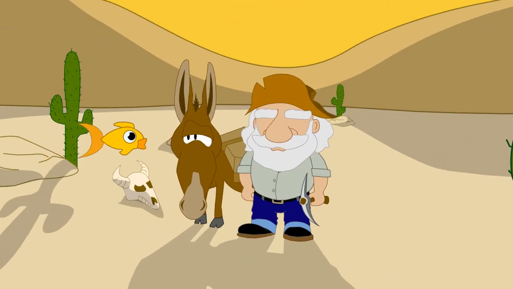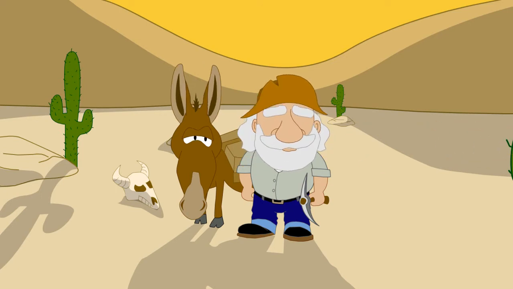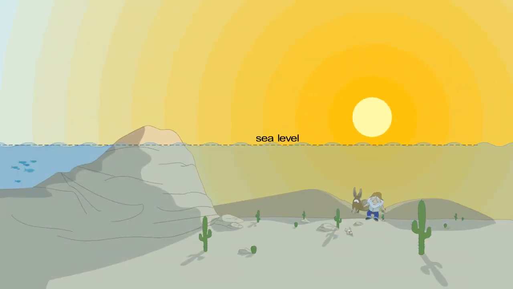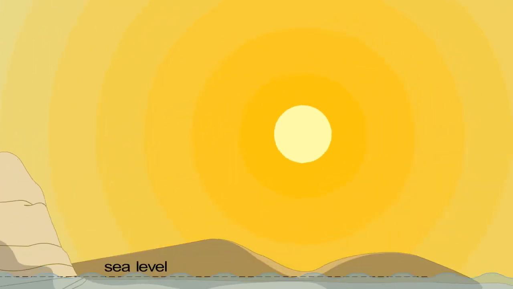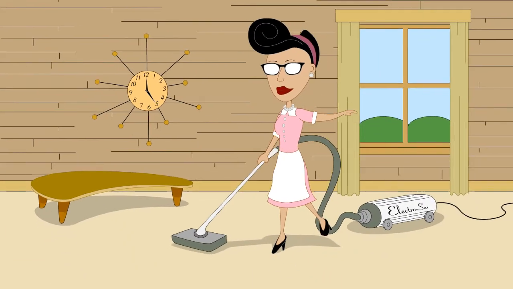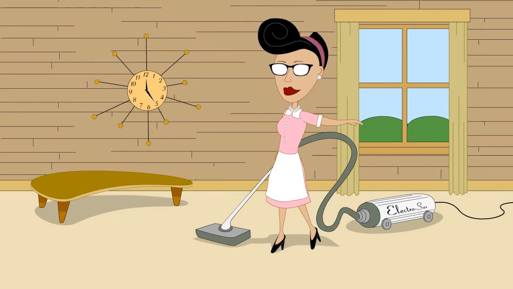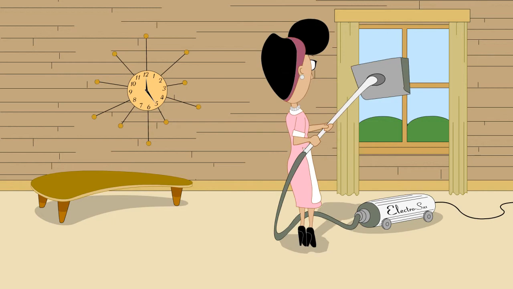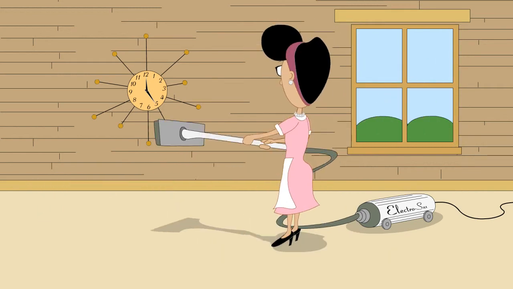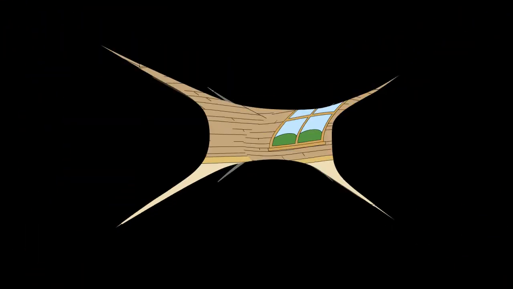Death Valley is below sea level, so the altitude of Death Valley could be thought of as a negative altitude. A vacuum cleaner creates an air pressure which is less than atmospheric pressure, so it can be thought of as creating a negative pressure.